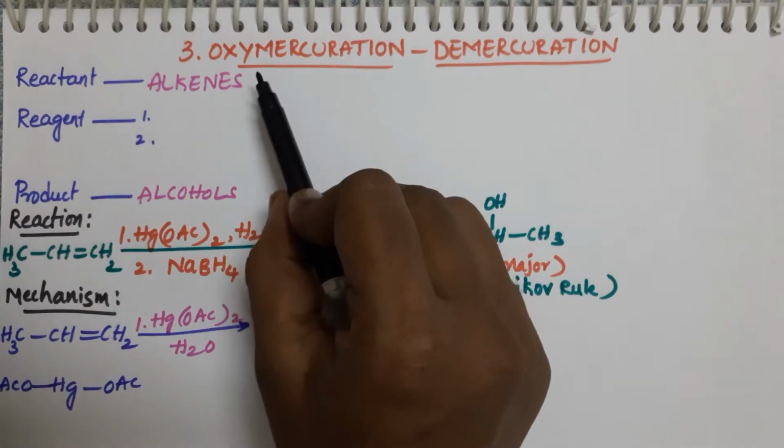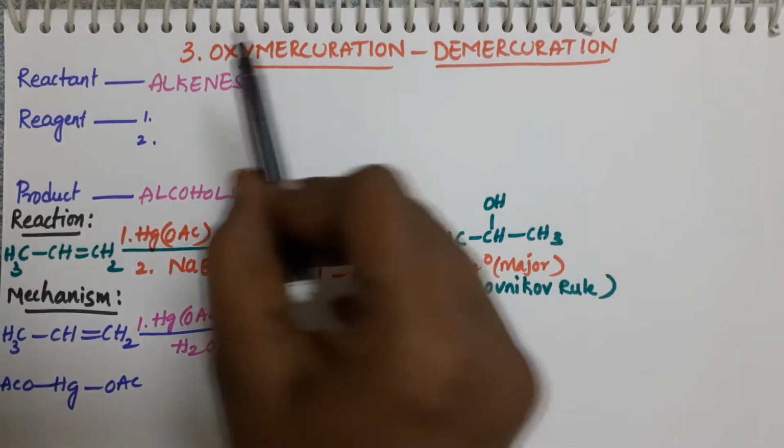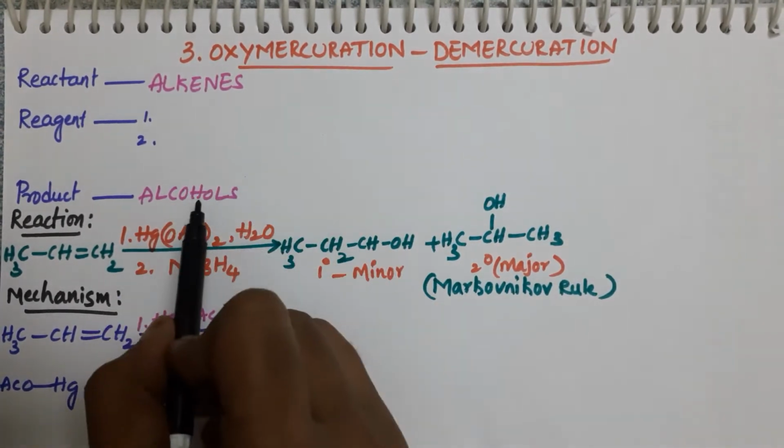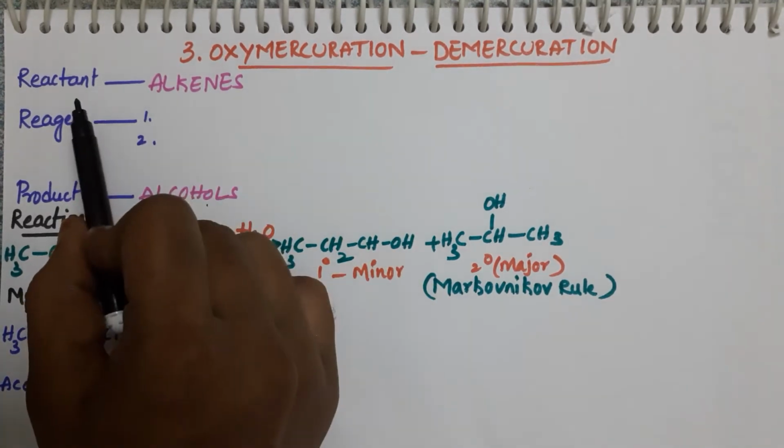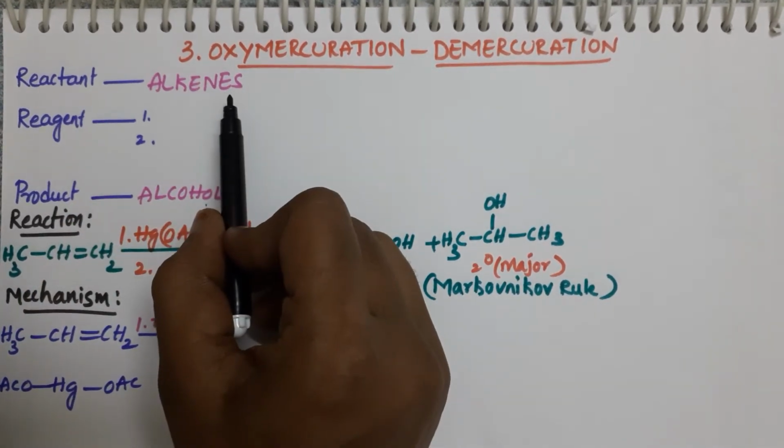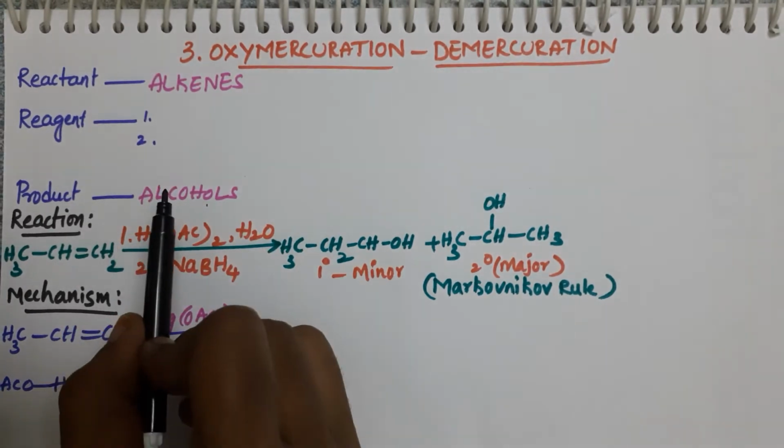Today our topic is oxymercuration, demercuration. This is the third reaction of preparation of alcohols from alkenes. Coming to the reaction, what is the reactant here? The alkenes are the reactant and the products are the alcohols.